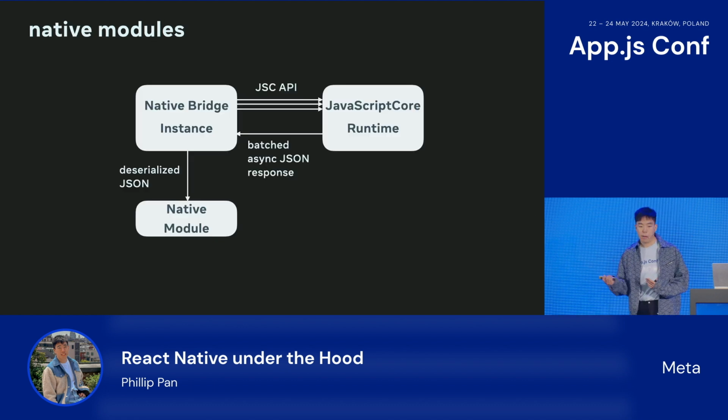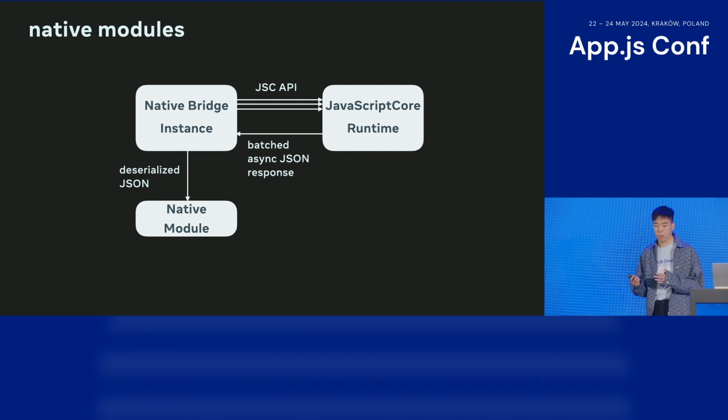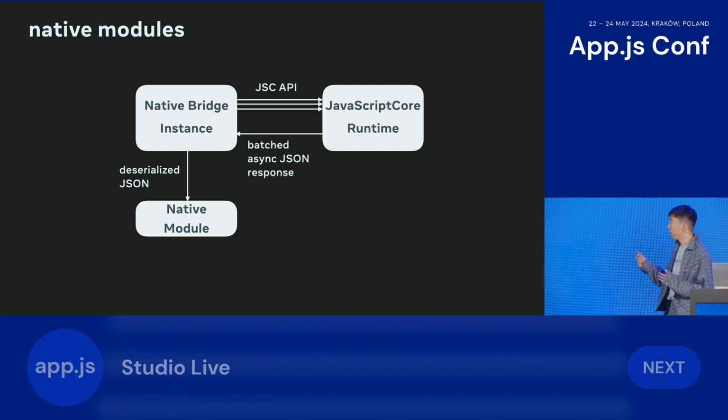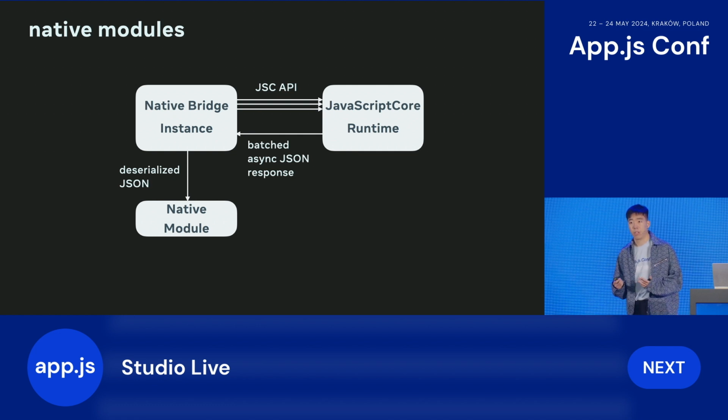So remember the pre-JSI native module communication flow? Let's revisit it real quickly. The bridge would invoke the JSI API to start some work on the JavaScript runtime. In the callback, the runtime would batch some serialized JSON response encoding the native module instructions. And then finally, the bridge would deserialize this response, look up the module, and then invoke the methods.